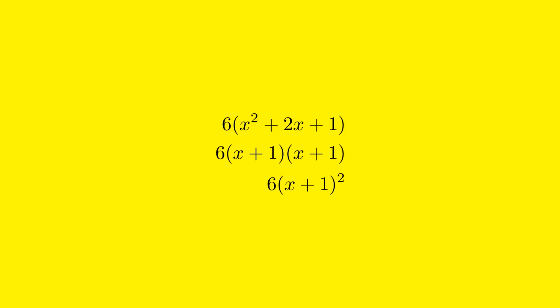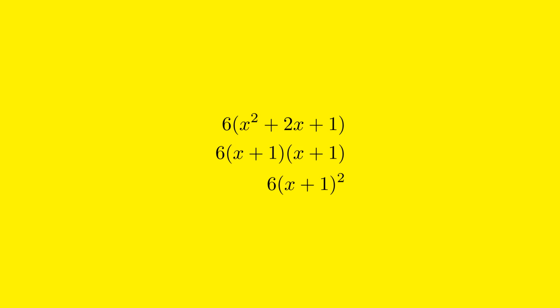A perfect square trinomial results from squaring a binomial. Here, x squared plus 2x plus 1 is equivalent to x plus 1 times x plus 1. This can be rewritten as x plus 1 squared. Therefore, replacing the trinomial inside the simplified expression, we get 6 times the quantity x plus 1 squared.